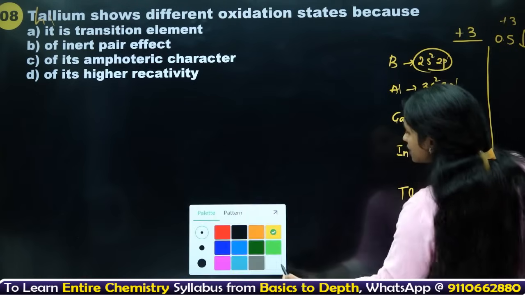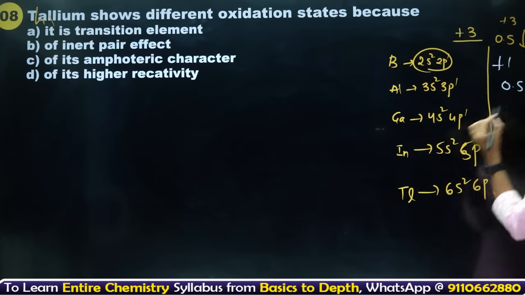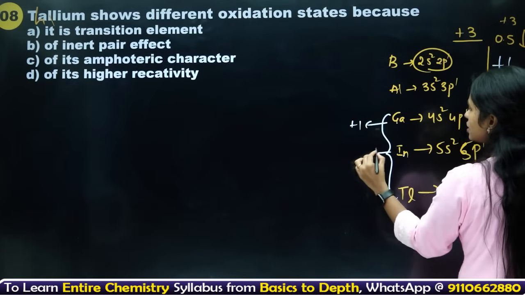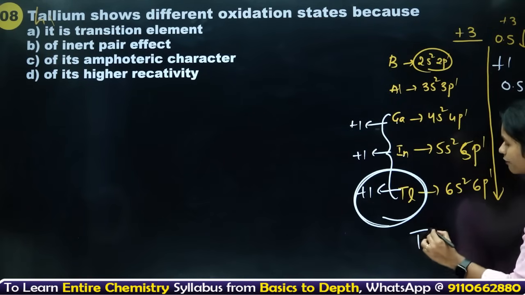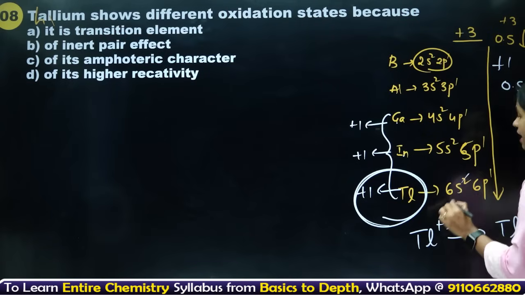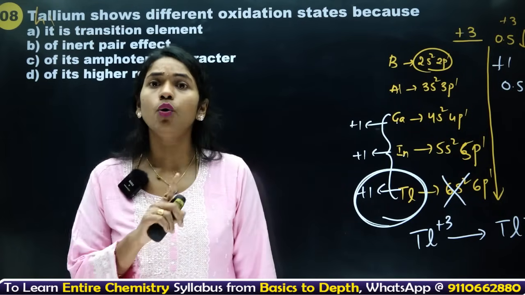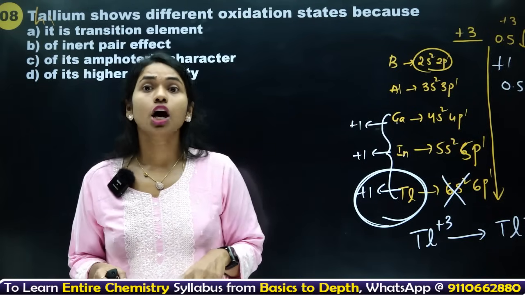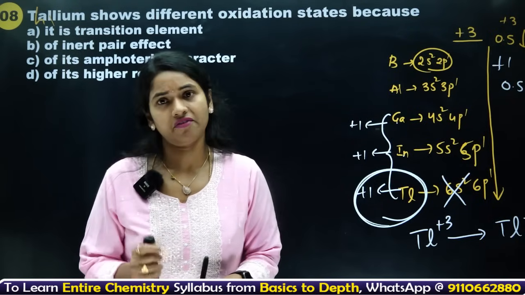Which oxidation state increases, students? The stability of the +1 oxidation state increases. If you observe gallium, indium and thallium, they even show the +1 oxidation state. Among them, thallium +1 is more stable. Thallium +3 likes to convert immediately into +1, because the two s electrons do not take part in bonding. The reluctance of s electrons to participate in bonding we call the inert pair effect.